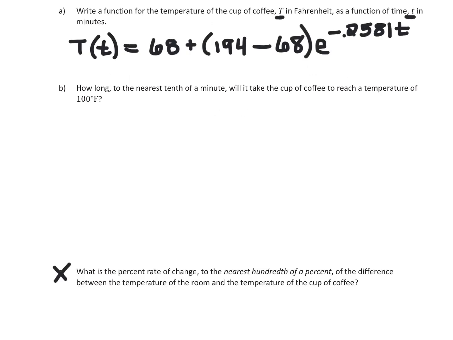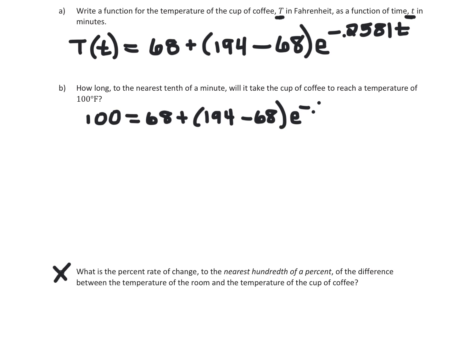Okay, so part B says how long, so that tells us we're looking for the time, we're looking for the little t, to the nearest tenth of a minute will it take for the cup of coffee to reach a temperature of 100 degrees Fahrenheit. All right, so we're going to plug in this 100. We want to know how long it will take for it to reach 100 degrees. So remember, T of t stands for the temperature after a certain time. So I'm going to replace this, T of t, with the 100. And then I can just bring down the rest of this equation. And remember, what we're doing is we're solving for lowercase t. We're solving for the time.